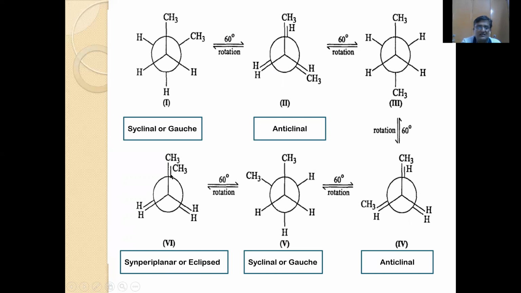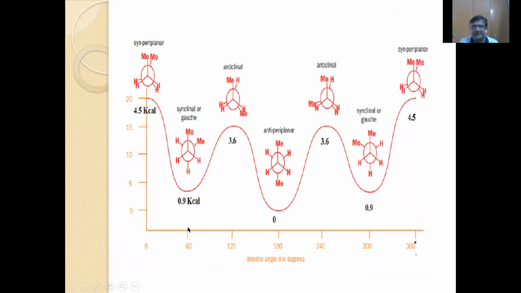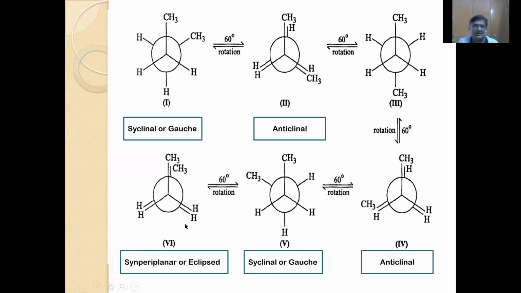In this, the two CH3 groups are very close together. It is an eclipsed conformation. Of course this is staggered, this is also staggered, and this is also staggered, but this one is the more stable conformation because all groups are far away from each other.